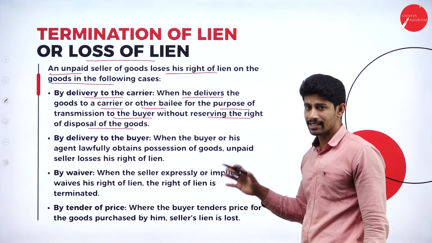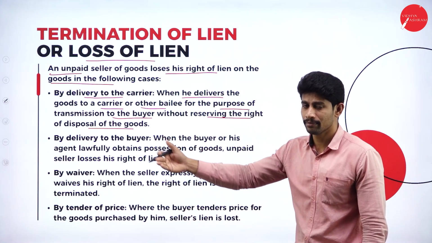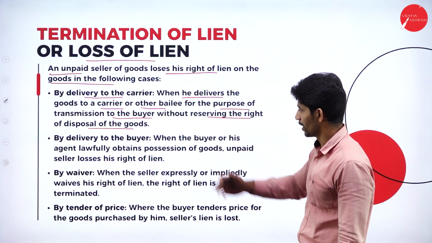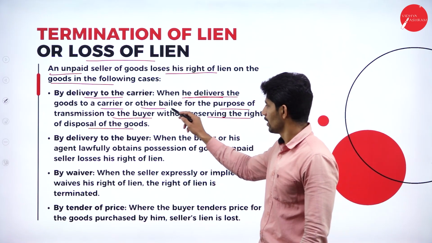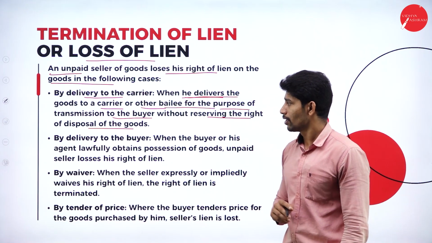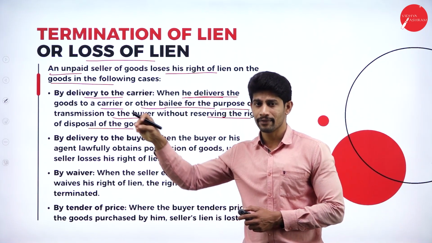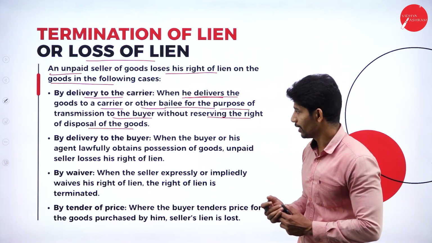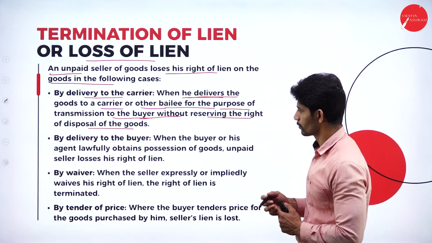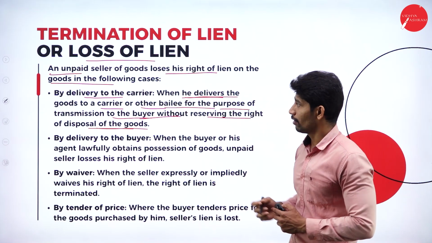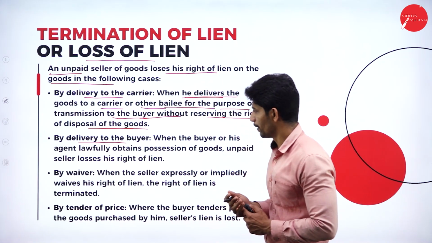That means, as a seller, sometimes you are going to appoint a third party to transfer the goods from your place to the buyer's place. At that time, he delivers the goods to a carrier or other bailee for the purpose of transmission. So here he appoints someone who will deliver those goods to the buyer. At that point, without reserving the right of disposal of the goods, the loss of lien will occur.